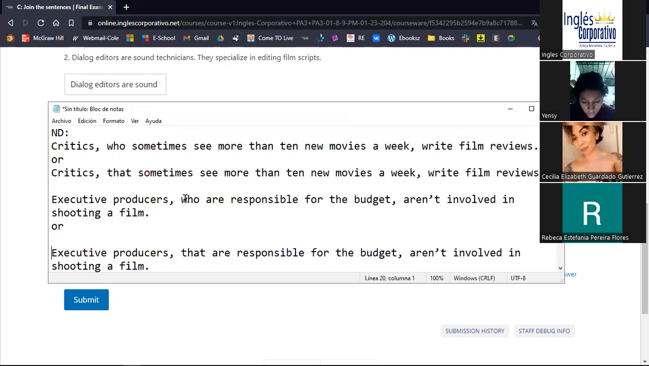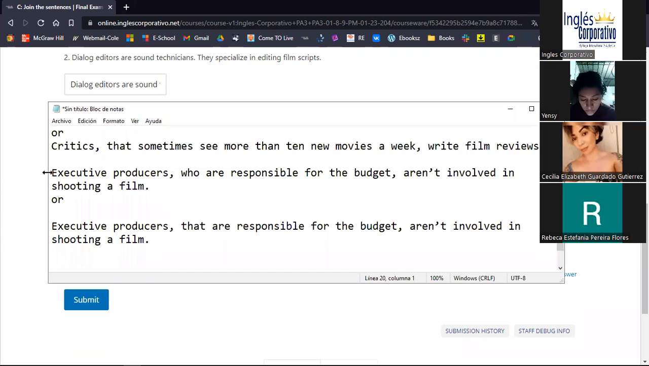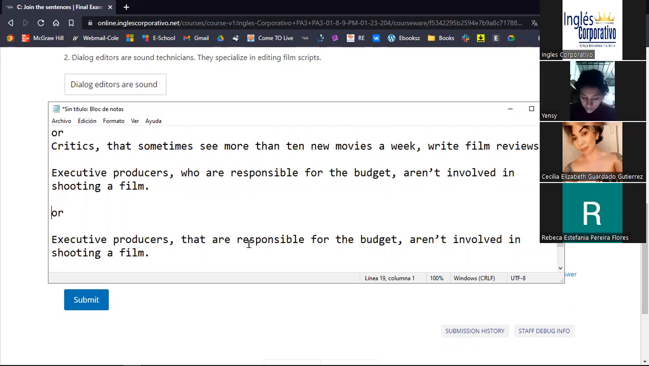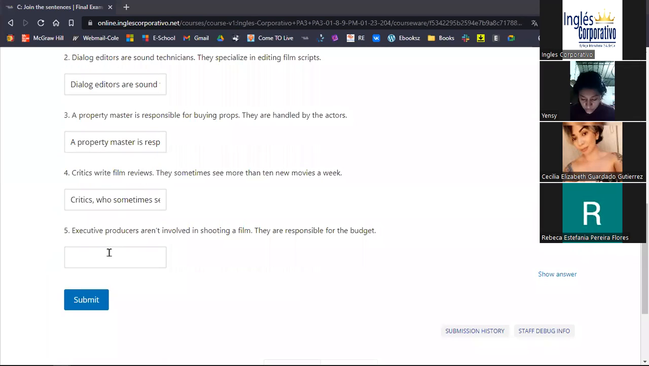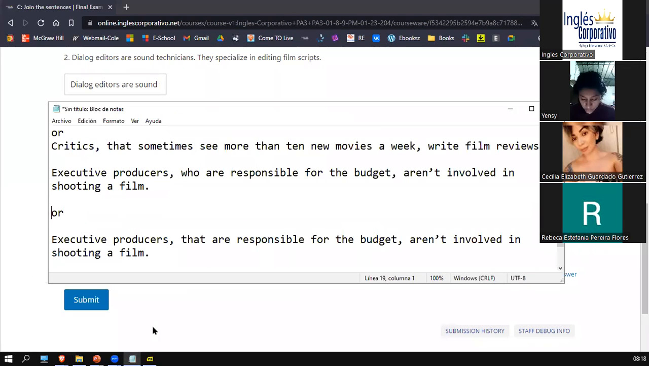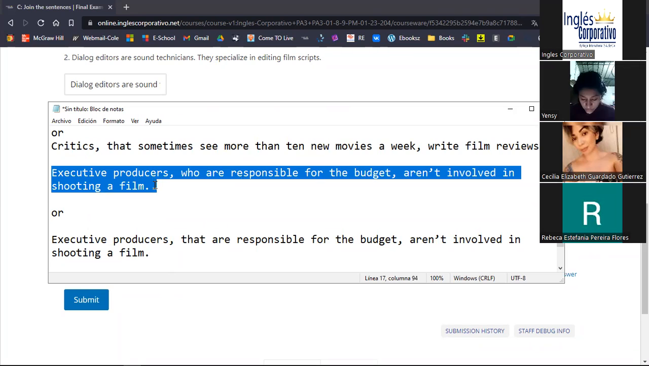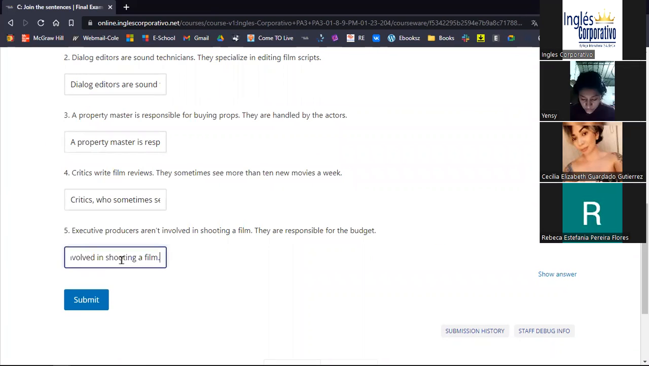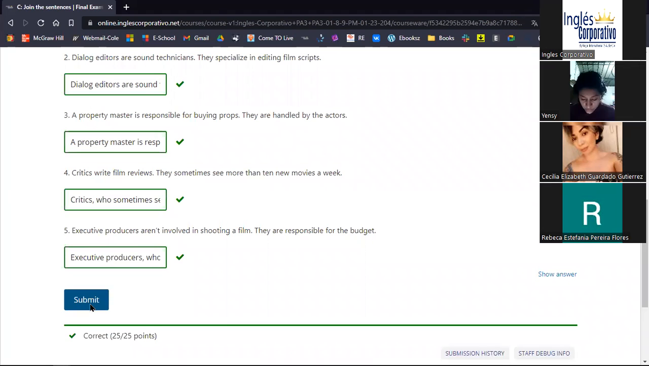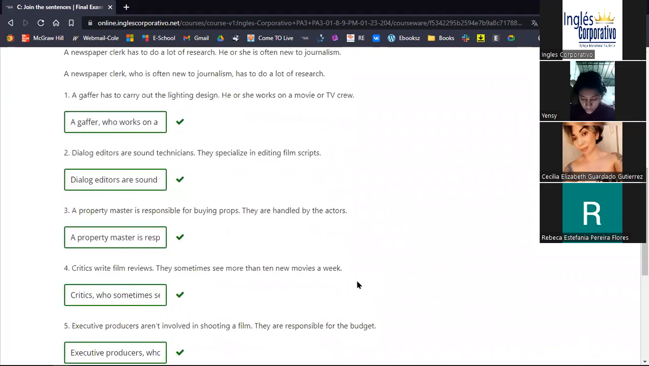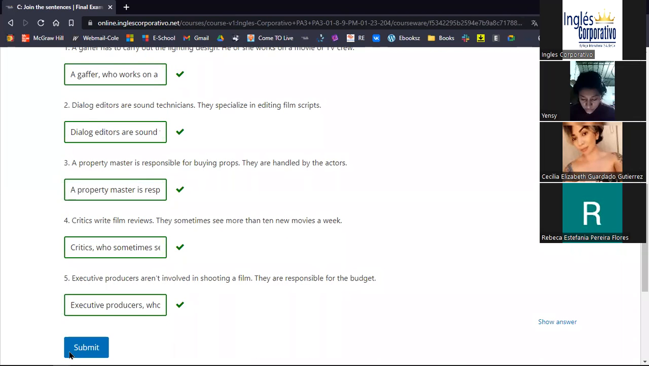And that one is this, right? It's a non-defining clause, right? Executive producers, comma, who are responsible for the budget, comma, aren't involved in shooting a film. Or executive producers that are responsible for the budget aren't involved in shooting a film. Okay? So, and then I'm going to copy one here and we're going to include it. Okay, and there you go. You have all the right answers. Okay, any questions?